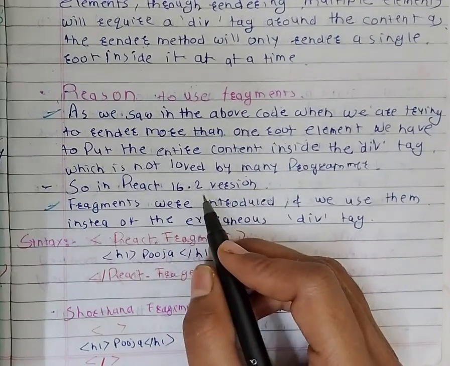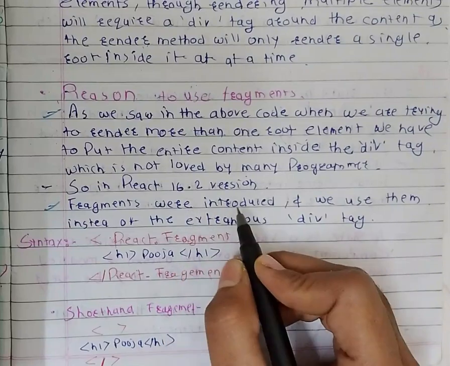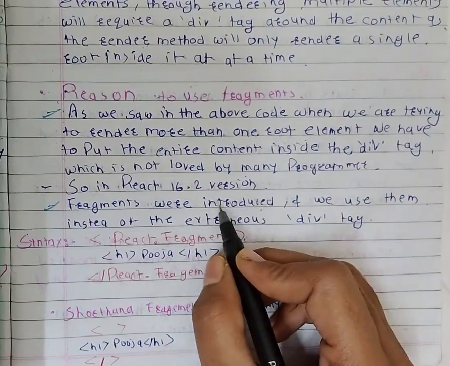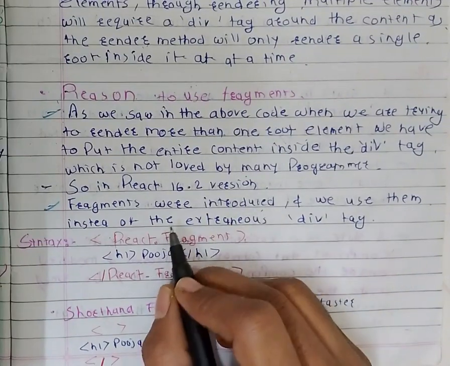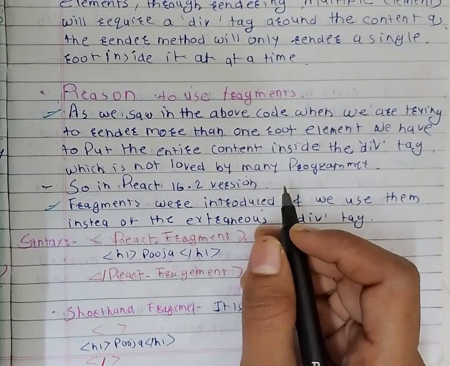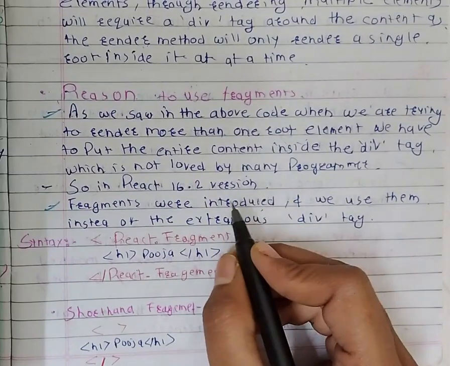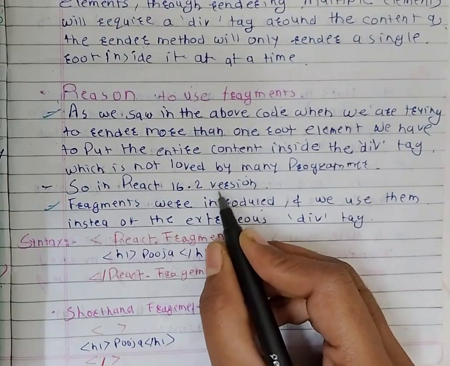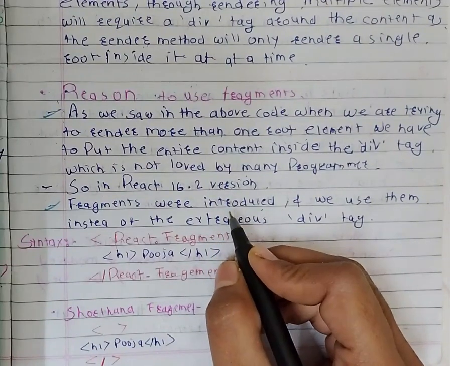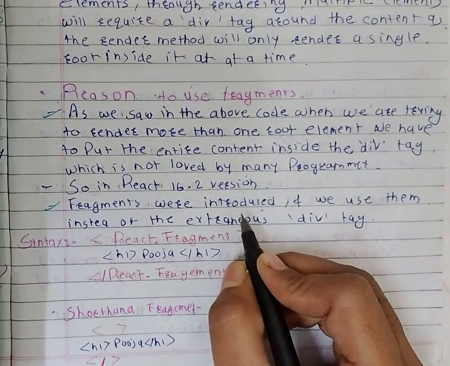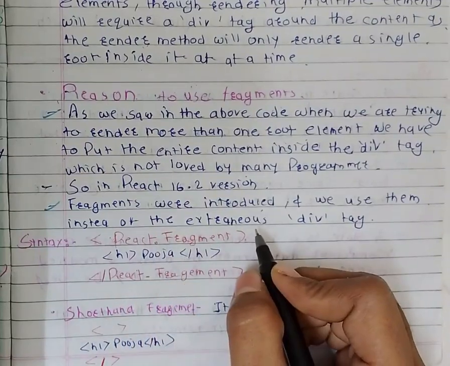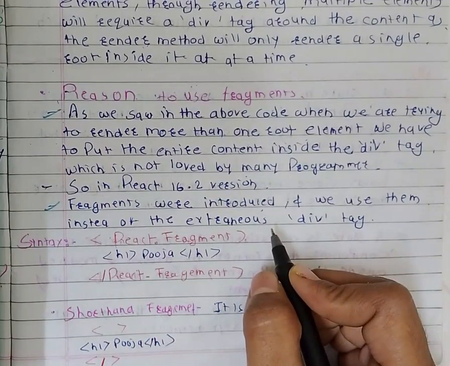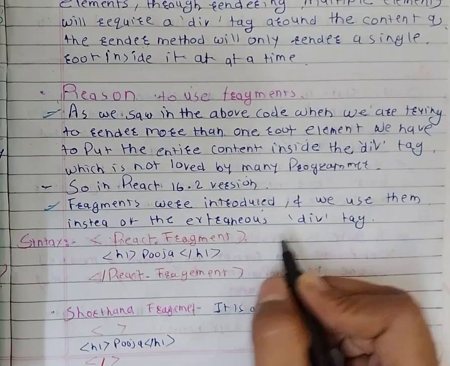In React 16.2, fragments were introduced. For that purpose, because programmers didn't like that extra div in the web page. So in React 16.2 they introduced this concept of fragments, and we use them instead of an extra node like a div tag.